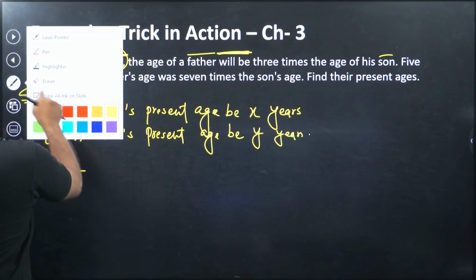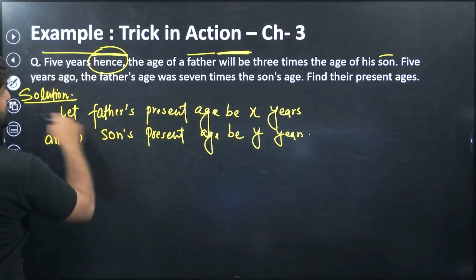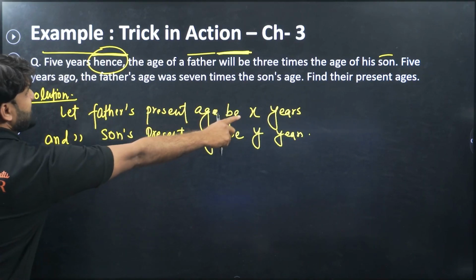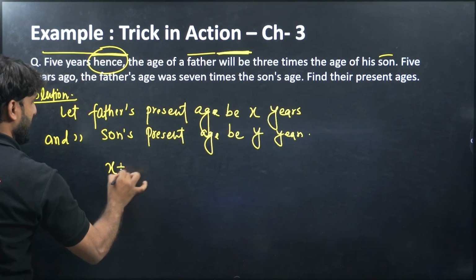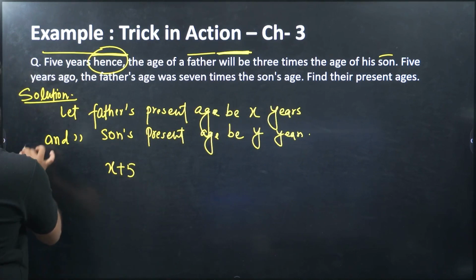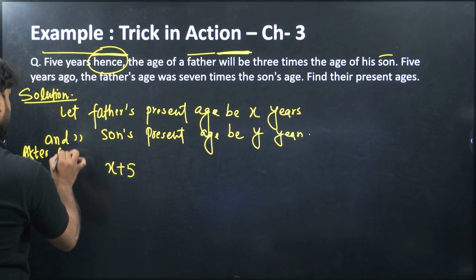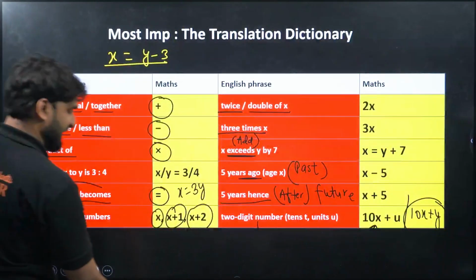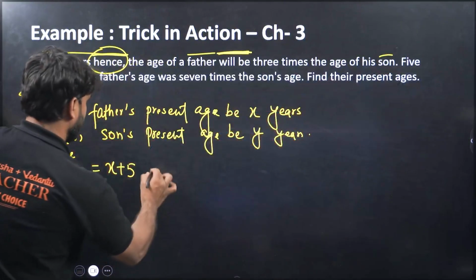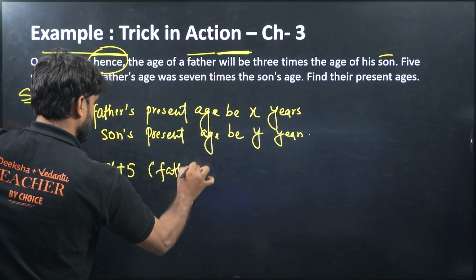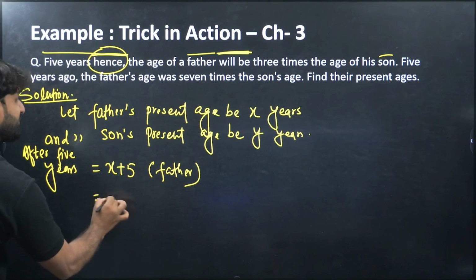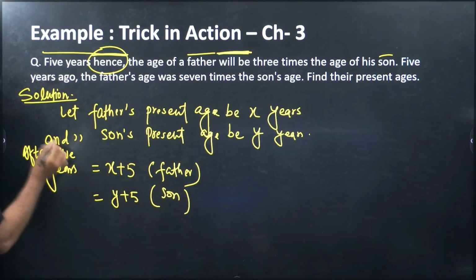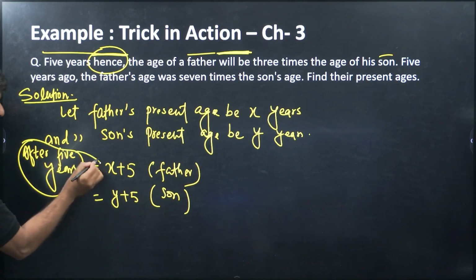So 5 years hence, after 5 years both will be 5 years older because both are human beings. So father's present age is x, so after 5 years he will be x plus 5. And after 5 years the son's age will be y plus 5. We are talking about after 5 years, so this will be the condition.